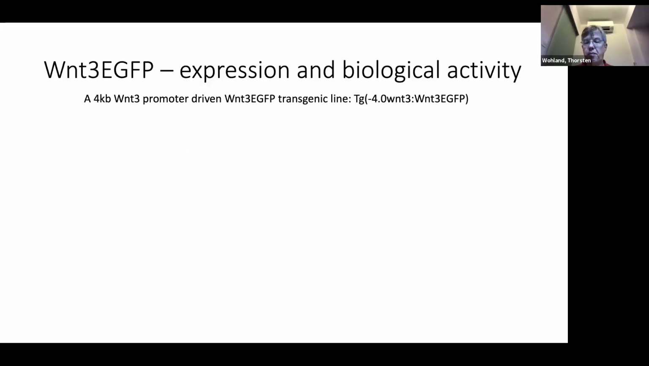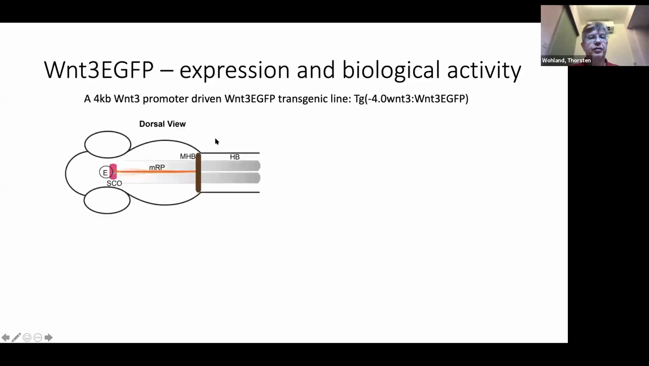To start this and take a look at Wnt3, we have transgenic animals, fish we made. They are driven by a 4 kilobase Wnt3 promoter, which leads to expression patterns very similar to the wild type Wnt3. We drive Wnt3 EGFP, so Wnt3 is labeled with EGFP. We actually have multiple families of the transgenic line. We work with one family, created by Tol2 transposon transgenics.